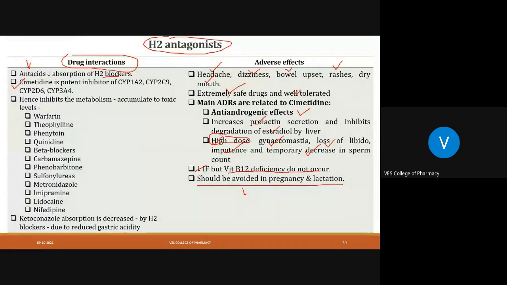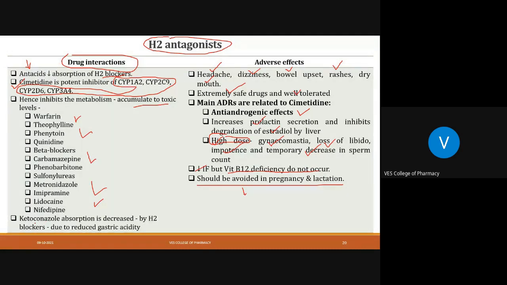Next one, cimetidine is also an inhibitor of various cytochrome enzymes. That is the reason why they show toxicity with other drugs. Because of this inhibition of enzymes which are important for the metabolism of various drugs, you can see various drugs' metabolism depends upon these enzymes. So if those enzymes get inhibited, the level of the drug will get increased, so it can be toxic. Dose reduction should be there if these drugs are given with cimetidine.